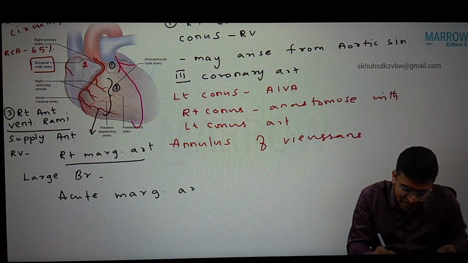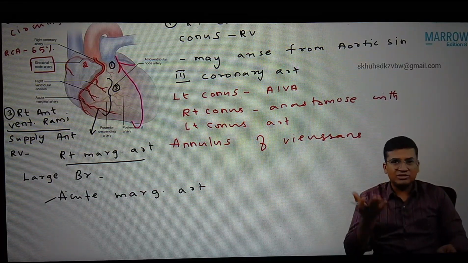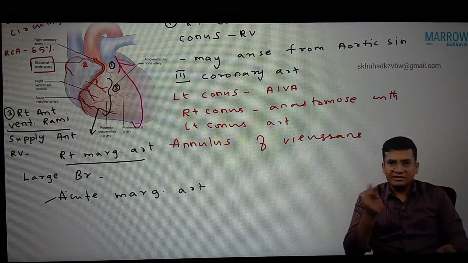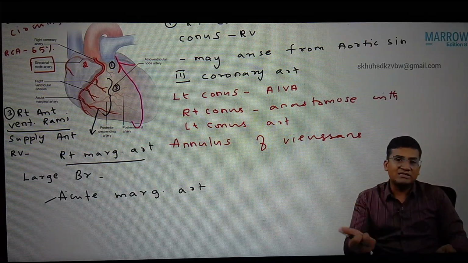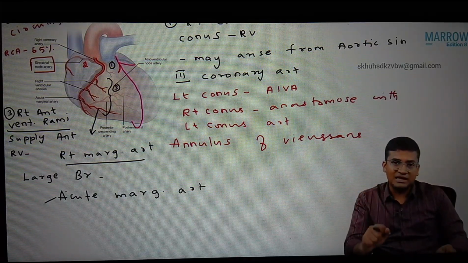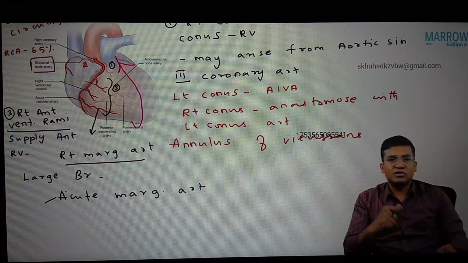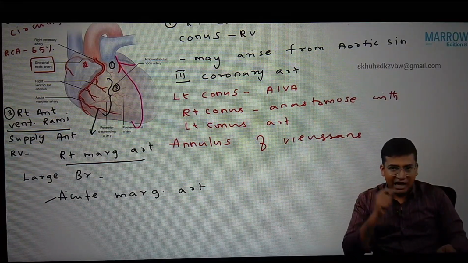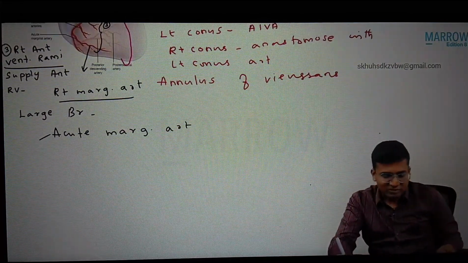Now, in the exam, they will ask you this. See, right marginal artery, the name itself is a clue. It is coming from the right coronary artery. Definitely, you won't get this question. The question is, the other name of the right marginal artery is the acute marginal artery. Why is it called acute marginal artery? The angle of origin of the right marginal artery is acute to the trunk of the right coronary artery. That is why it is called the acute marginal artery.